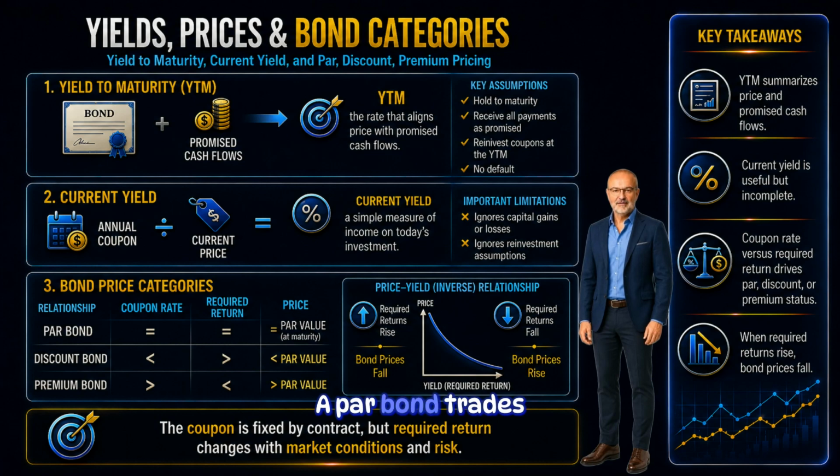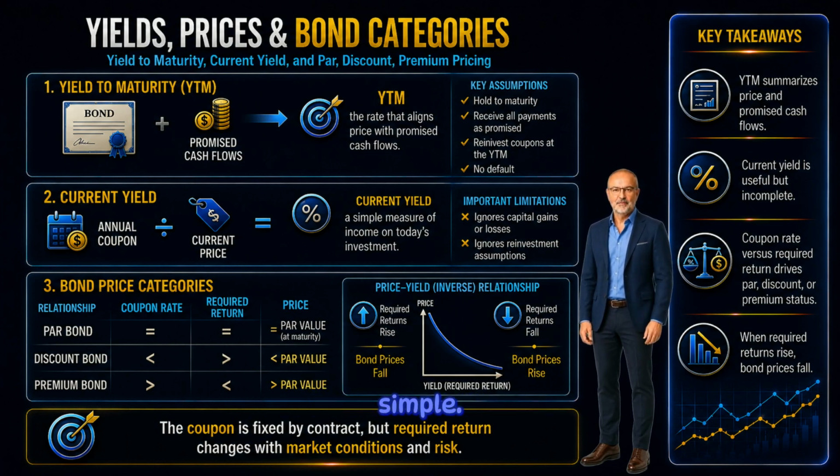A par bond trades at par value. For a plain vanilla fixed-rate bond, this generally occurs when the coupon rate equals the required return, using consistent conventions. A discount bond trades below par value. This usually occurs when the coupon rate is below the required return. A premium bond trades above par value. This usually occurs when the coupon rate is above the required return.